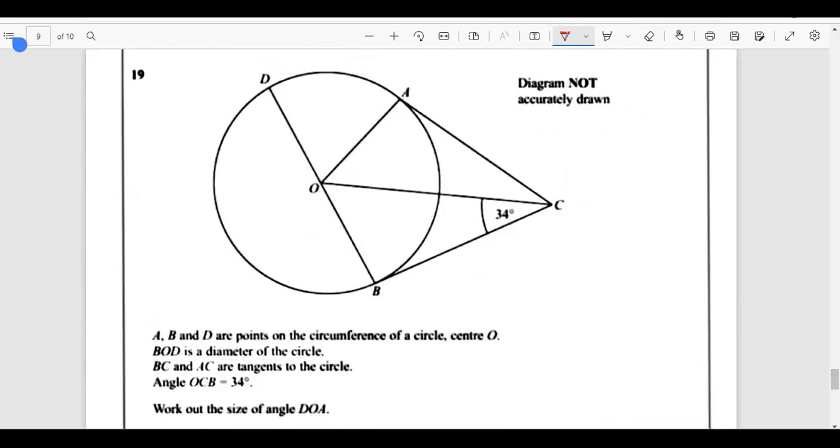Now it says A, B, D are points on the circumference of a circle with center O. BOD is a diameter of the circle. BC and AC are tangents to the circle. Angle OCB is 34 degrees. Work out the size of angle DOA. So you need to find this angle.